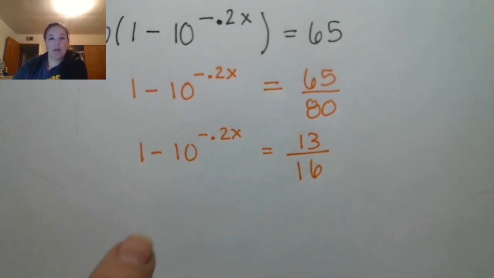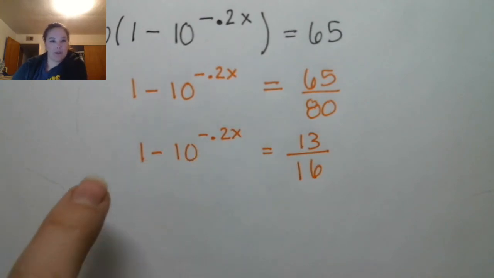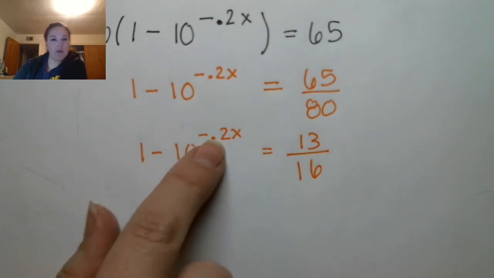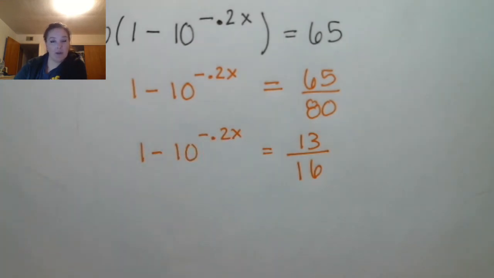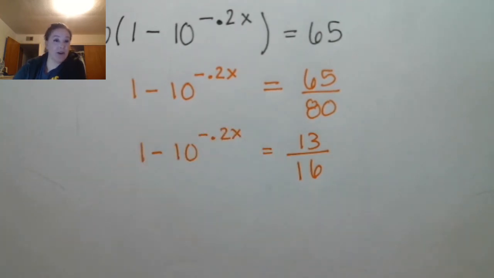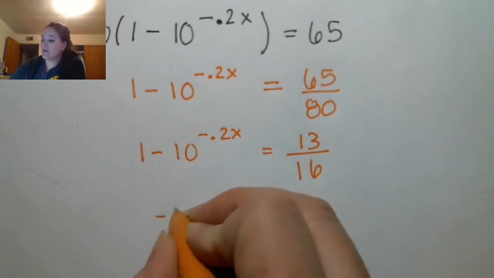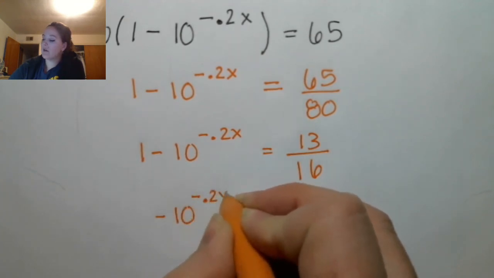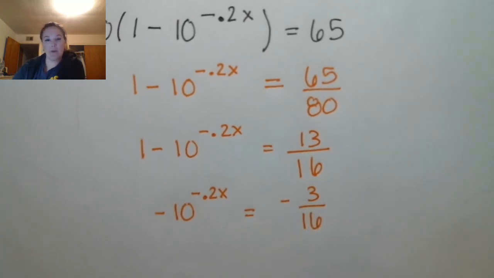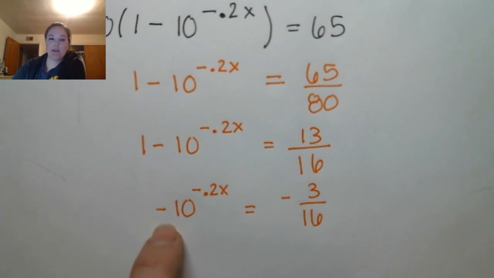Now I want to point out again that for some reason people are tempted to subtract these numbers, even though these are definitely unlike terms. So don't be tempted to subtract these. You can't subtract them. They're unlike terms. There's no way to subtract something that has a variable exponent from just a numerical value. So I'm going to go ahead and subtract 1 from both sides, and then I'm going to divide both sides by -1 to get rid of this.